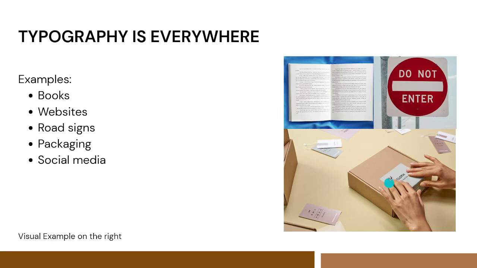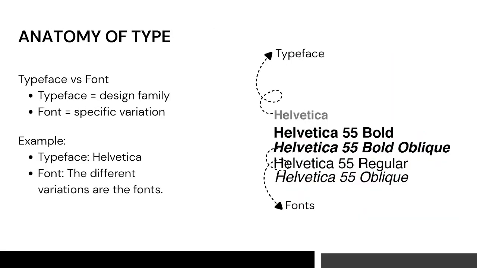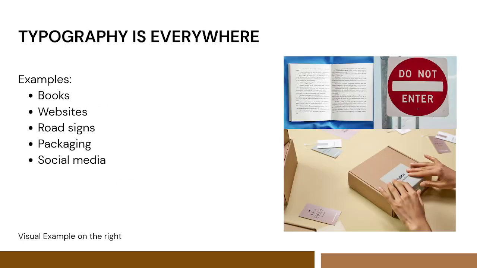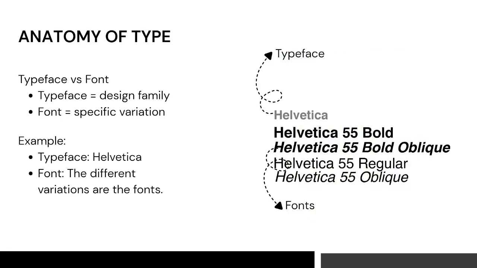And this is an example of packaging. It looks like it's for a clothing brand, and you can see the use of type on this label on the top of the box. So these are some examples of where typography is being applied in daily life and daily usage. So we have anatomy of type.